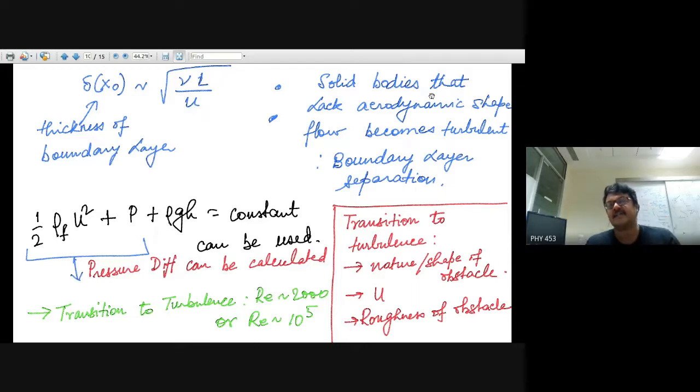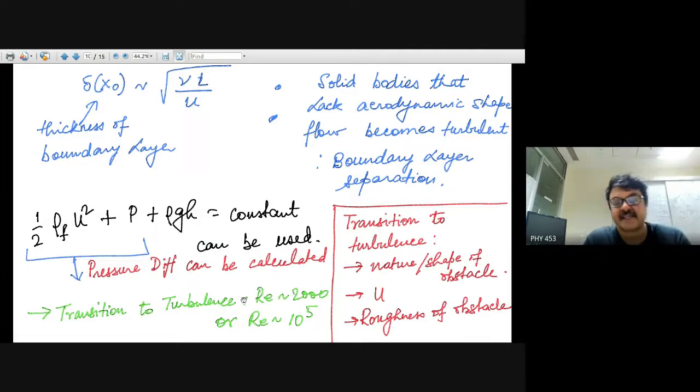Solid bodies that lack an aerodynamic shape are more prone to inducing turbulent flow. The flow can become turbulent, and you have the phenomenon of boundary layer separation. This is a huge topic by itself. It's in the 9th chapter of Physical Hydrodynamics, and even in Kundu, it's at a later point. But as long as you have streamlines and Euler flow, you can use Bernoulli's equation to calculate or quantify various quantities, and it's relatively easy compared to a turbulent flow.